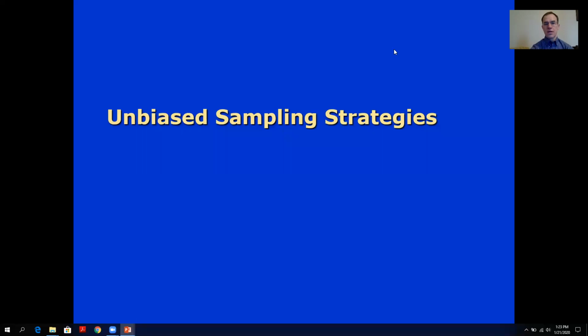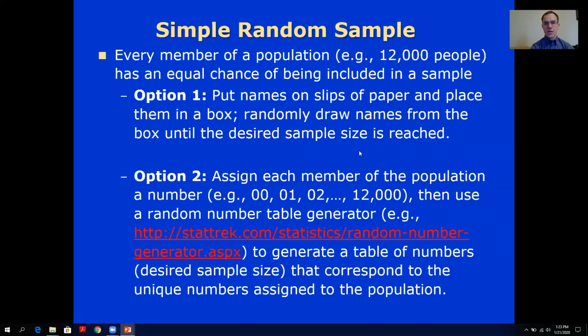So again, let's talk about unbiased sampling strategies. In a simple random sample, every member of a population, for example, 12,000 people, has an equal chance of being included in the sample. For example, option 1, you could put names on slips of paper and place them in a box, randomly drawing names from the box until the desired sample size is created.